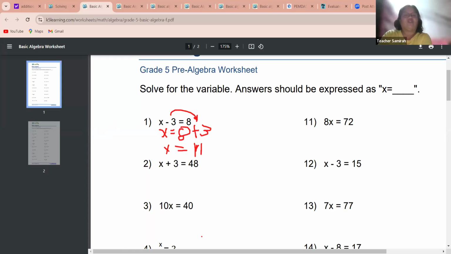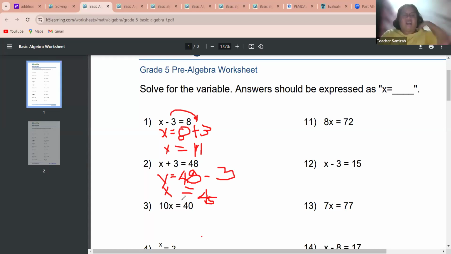45. So what did you do, Tristan, to be able to get 45? 48 minus 3. 48 minus 3 is equal to 45. Very good. Tristan uses subtraction. Instead of adding 3, because we are going to transpose 3 from the other side, we need to subtract 3. That is why the answer for x is equal to 45. Very good. Okay, next.